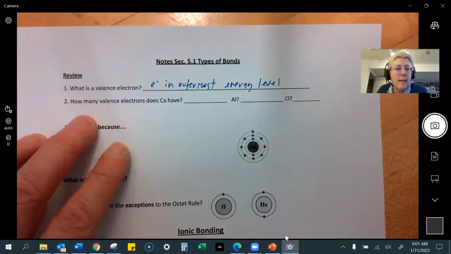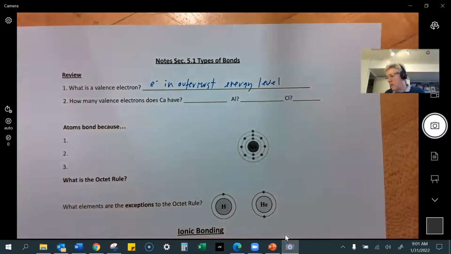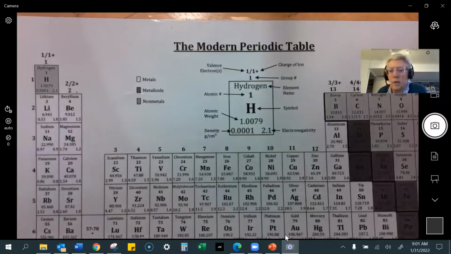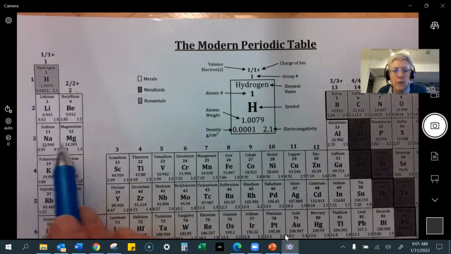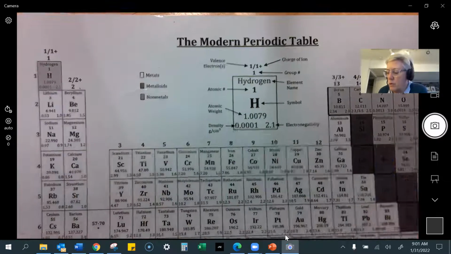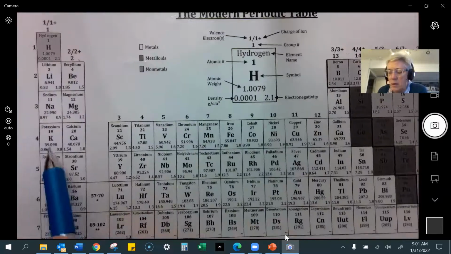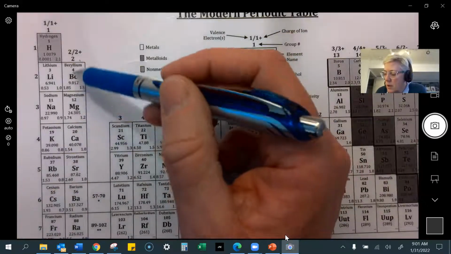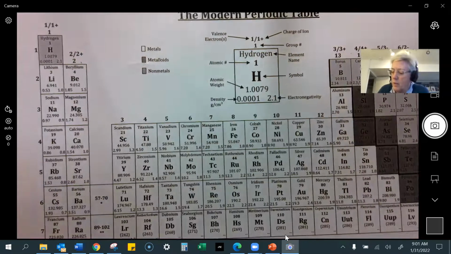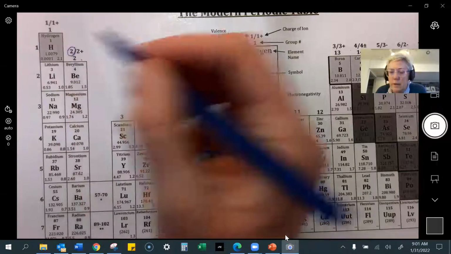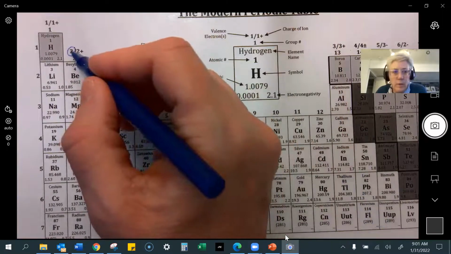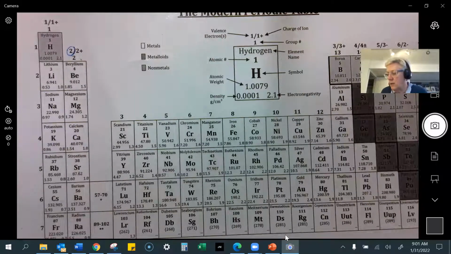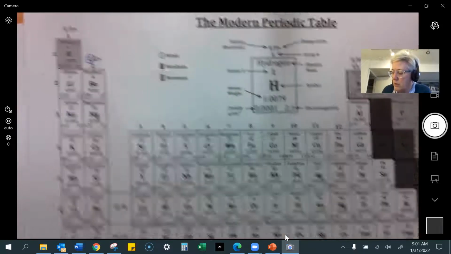Alrighty. And then the next review question was, how many electrons does calcium have? So to find valence electrons, you need your periodic table, and you need to count over from the left to whatever atom you're aiming for. So calcium is right here. So 1, 2. So calcium has 2 valence electrons. Or you can go up to the top of the column that calcium is in, and that too tells you how many valence electrons it's got. And the 2 plus is the charge, which we've talked about a lot. So calcium has 2 valence electrons.